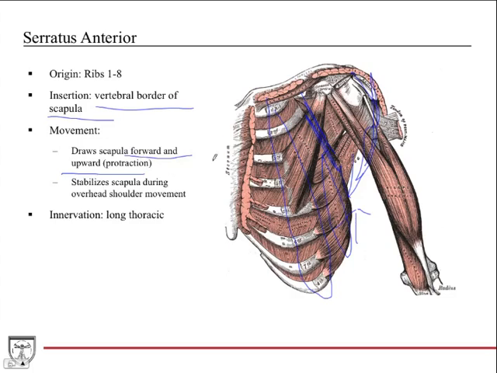Also, by doing this, by pulling the scapula tightly up against the rib cage, it stabilizes the scapula during overhead shoulder movement. So in order to reach ahead, so like if you're trying to grab something in like a kitchen cupboard above your head, you need that extra stabilization of the scapula to help fully pull your upper extremity above your head. This is innervated by the long thoracic nerve, which is a nerve that comes off the brachial plexus and runs down the surface of the serratus anterior, and you'll see that in the lab when you dissect.